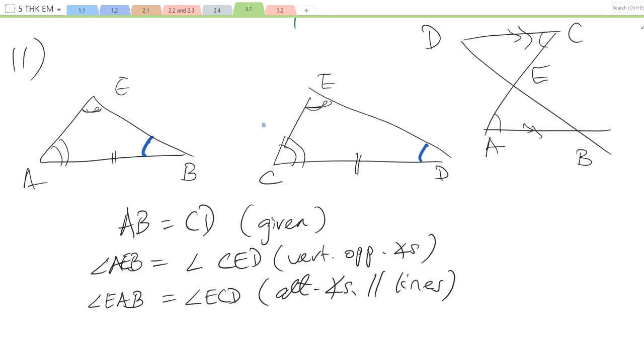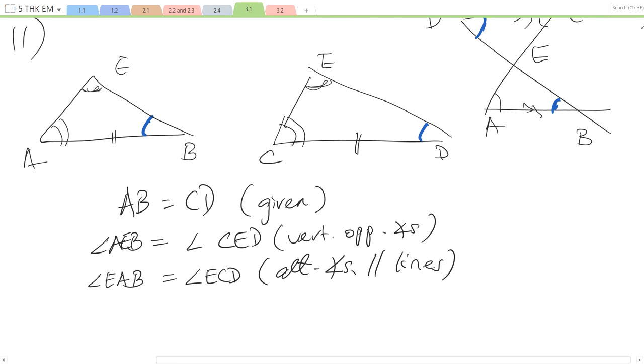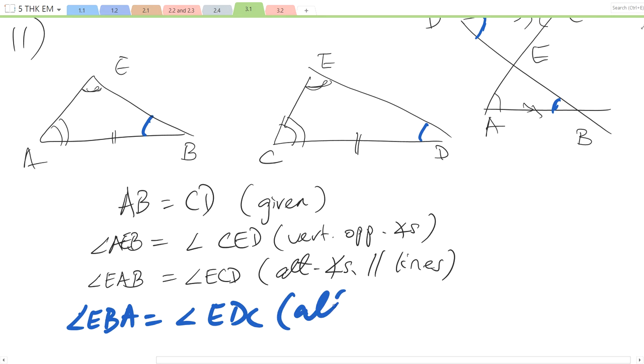Where are these two blue angles? EBA, over here, and the other angle is EDC, this angle. We are trying to prove that these two blue angles are the same. So what is the way to prove it? Yeah, alternate angles again, isn't it? So we can say that angle EBA equals angle EDC. Alternate angles, parallel lines. Now, I have shown that I've got an angle, which is angle A and angle C. I've got a side, which is AB and CD. I've got another angle, which is angle ABE and angle CDE. They are all the same.